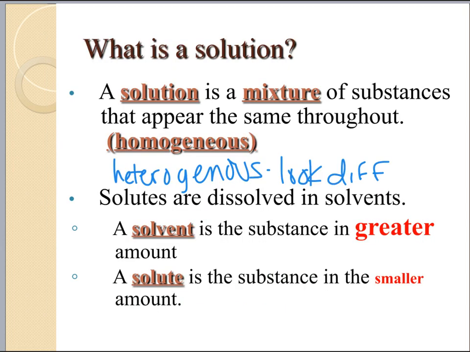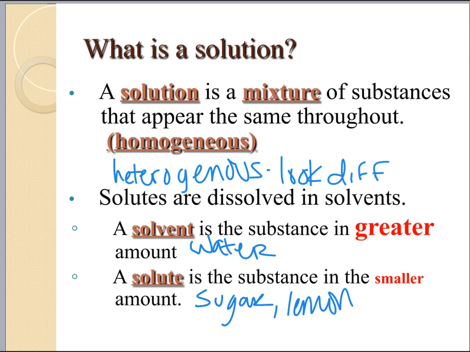Now, what are the different components of a solution? We've got the solutes. These are the smaller things typically that are dissolved into the solvent. The solvent is the greater amount. So in lemonade, the water would be the solvent. The solute would be the sugar, lemon, etc., right? So it's all the stuff that you added. I like to put a little bit of this in here too. Let's see.